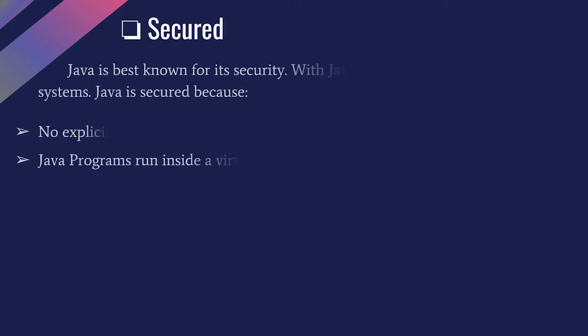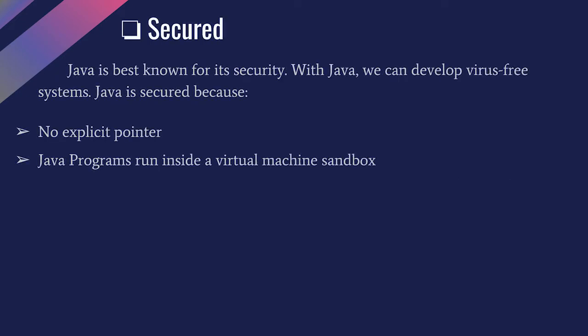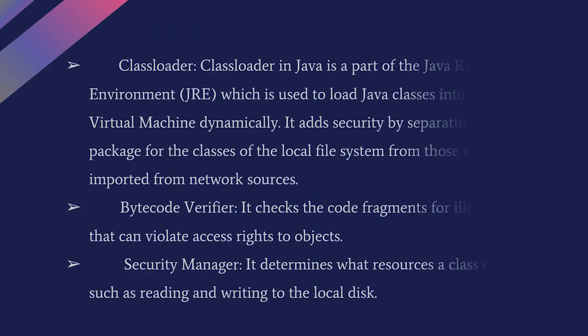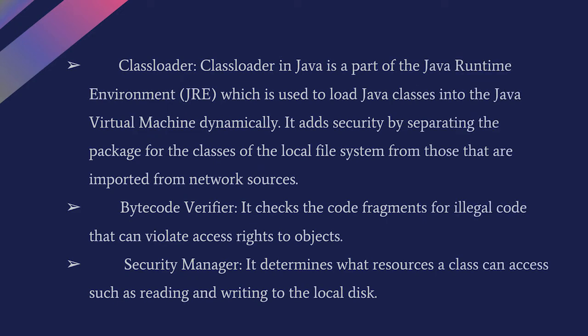Secured. Java is best known for its security. With Java, we can develop virus-free systems. Java is secured because there is no explicit pointer. Java programs run inside a virtual machine sandbox. Class loader. Class loader in Java is a part of the Java Runtime Environment, JRE, which is used to load Java classes into the Java virtual machine dynamically.